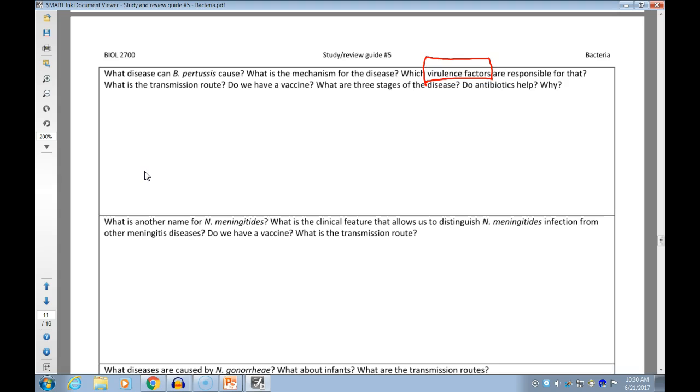Three stages of disease. Catarrhal stage, when we have common cold symptoms, paroxysmal stage, when we actually have a cough, and convalescent stage, when we get better. Do antibiotics help? Usually not so much, because when the infection enters paroxysmal stage, the microbe is practically gone. Okay?